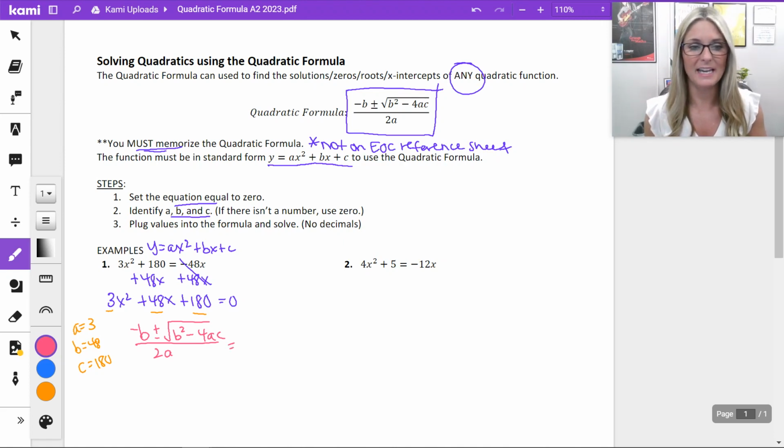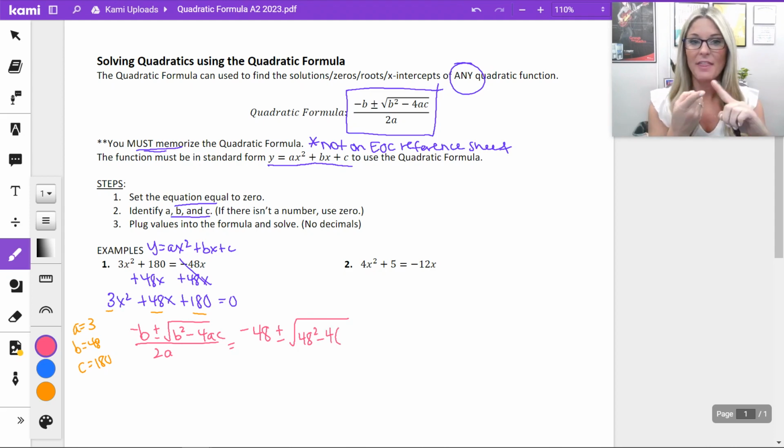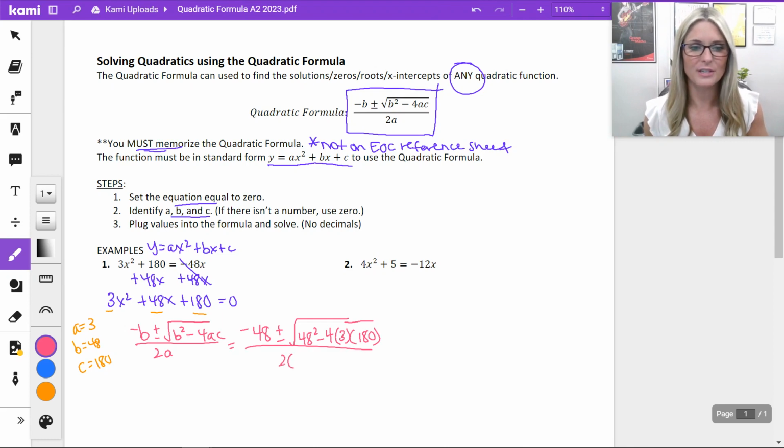So plugging in, we have negative 48 plus or minus the square root of 48 squared minus 4. Now here, the minus 4 is being multiplied with a and with c. Those three things are being multiplied together. So we have minus 4 times 3 times 180. And again, all of that is under the radical and all divided by 2 times a, or 2 times 3.